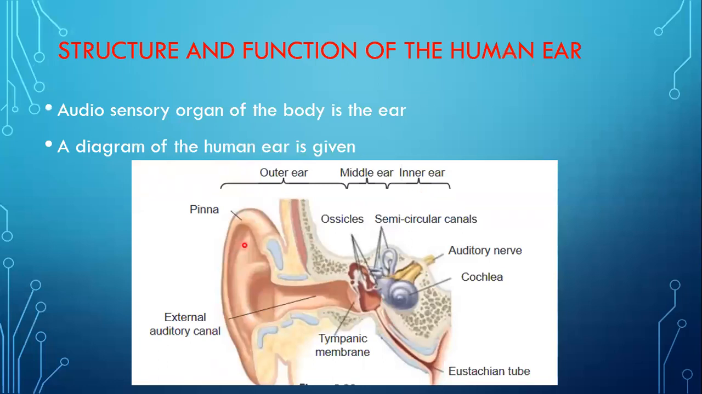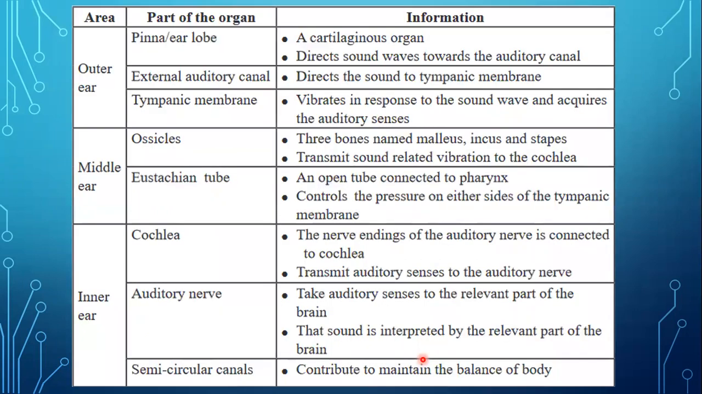Pinna or earlobe you can see here, external auditory canal, tympanic membrane, ossicles, semicircular canals, auditory nerve, cochlea, eustachian tube. Information about the major parts of the human ear is given in the table.